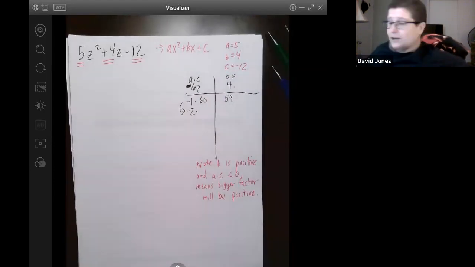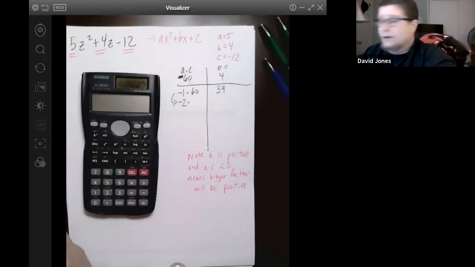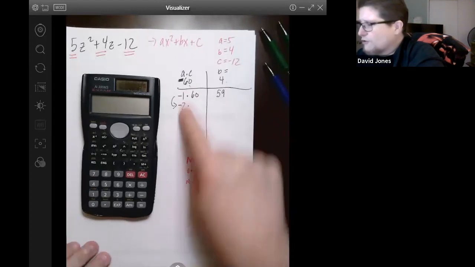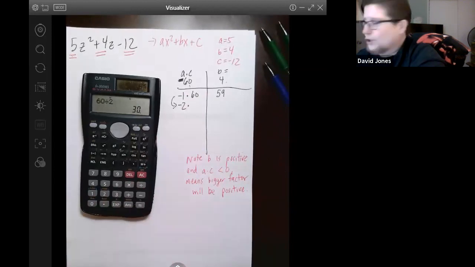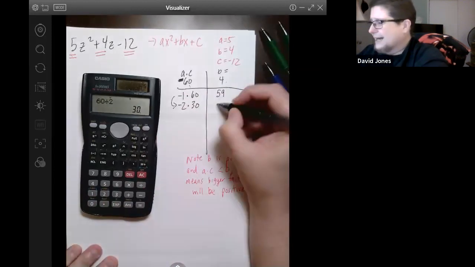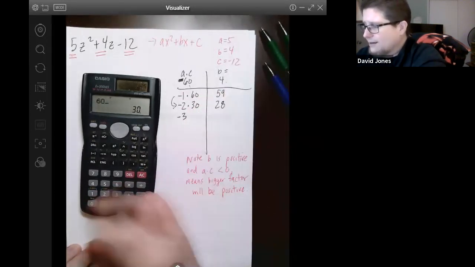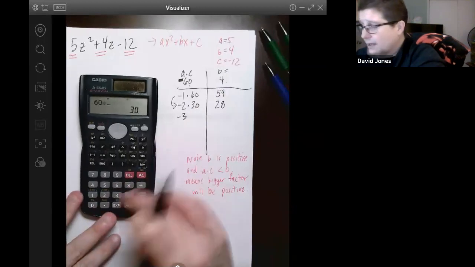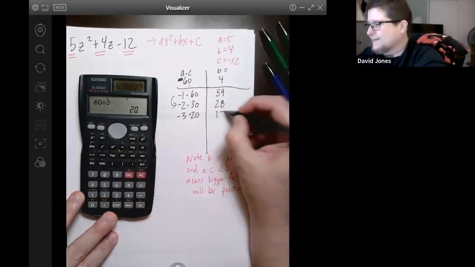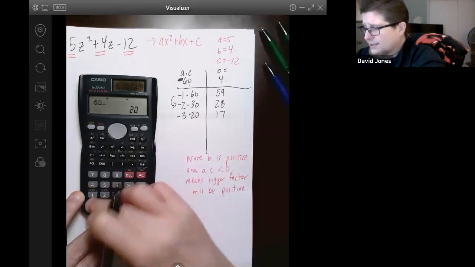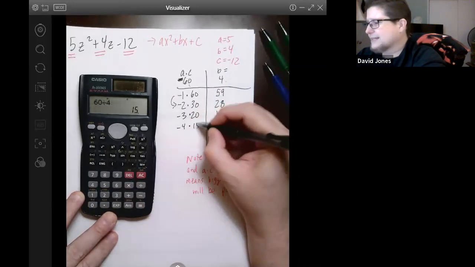Does this work? You can get these numbers really quickly in a calculator. Oops, bumped my camera. If you're checking the number, take the number in the calculator and divide by it. 60 divided by 2 is 30. That adds up to 28. That doesn't match my B. I'll try -3. 60. Just do the number without the sign and put the sign in. -3 times 20. That adds up to 17. Does 60 divided by 4? 4 times 15. This adds up to 11.